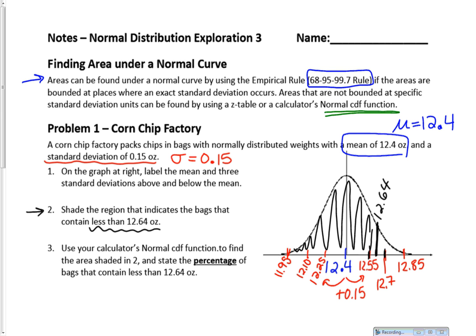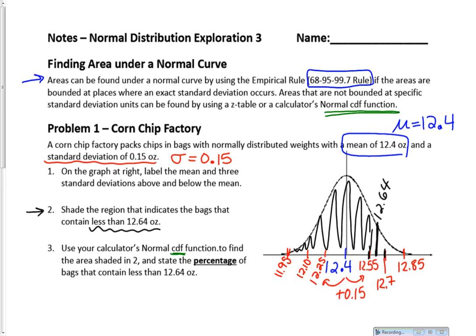I think it's always a good idea when I'm doing these to think, should my answer be big or should my answer be small? And I can look at this graph and say that most of the graph is shaded. So I should realize that if I get an answer for how much this is, it should be most of the material.